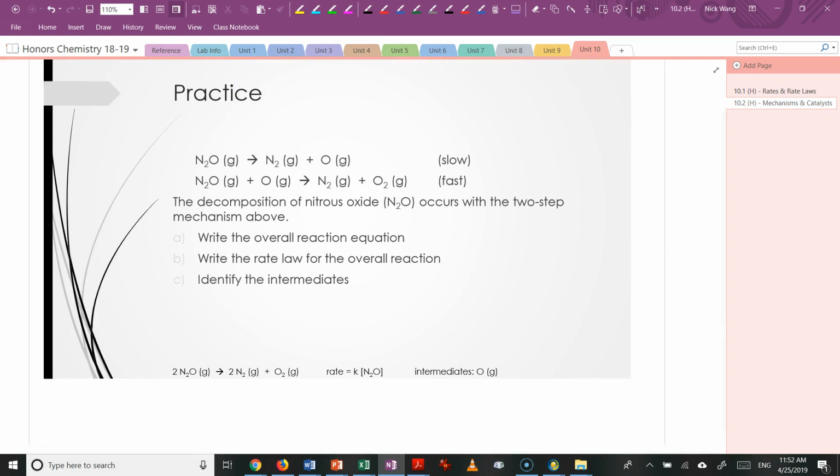Okay, you have another example here. Go and give this a shot. This is, again, a reaction mechanism provided to you. And essentially, you can do the same thing. Write the overall equation, write the rate law, and then figure out your intermediates.